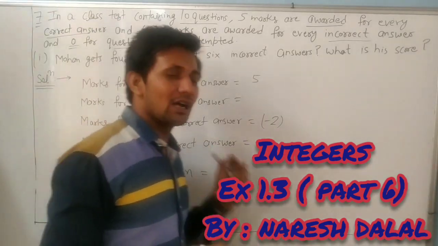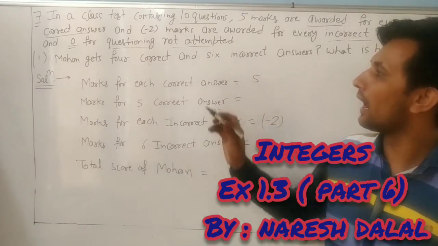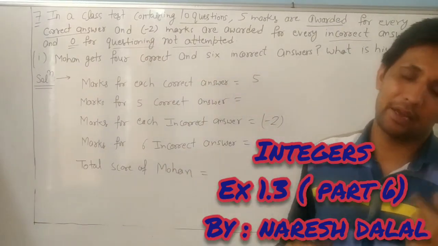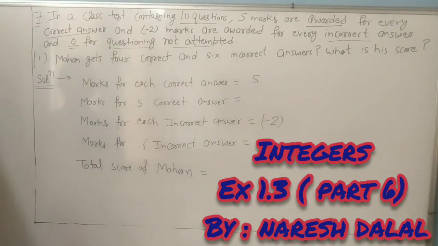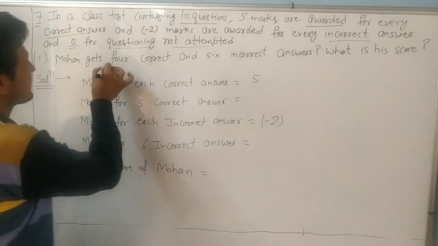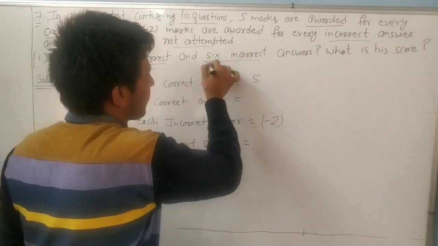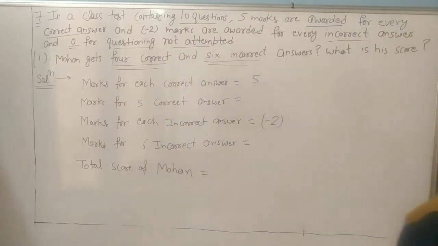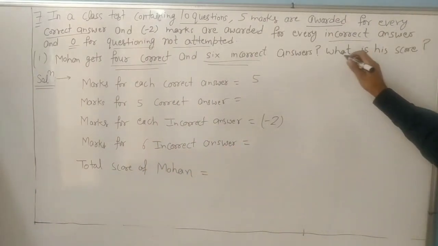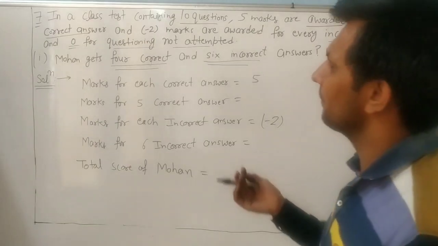Okay. So the first part is given. The first, second and third parts of the same question are all the same. I will explain only the first part. The rest of the 2 parts you will do yourself. Look here. Mohan gets 4 correct and 6 incorrect answers. 4 correct and 6 incorrect answers.